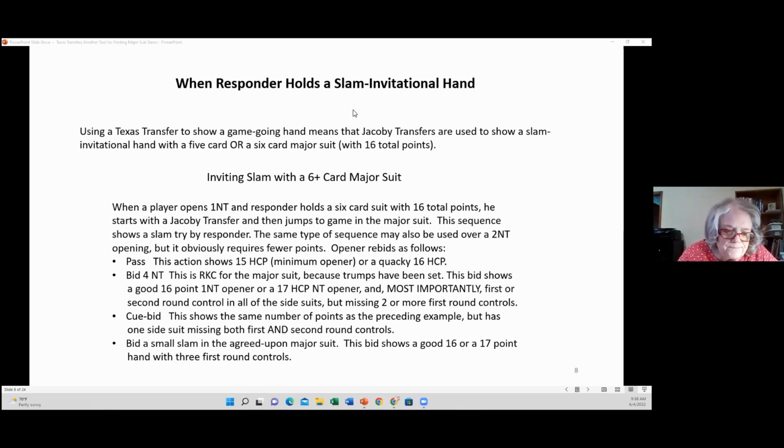Well, at this point, I've been using Jacoby transfers with 10 to 14 points to find a suit and get the game. What you're saying is don't use a Jacoby transfer, use the Texas transfer and then pass. Yes. That shows a game only hand. Absolutely. So that when you do use the Jacoby transfer and then bid the game, partner knows that you smell a slam and you need his help in deciding.